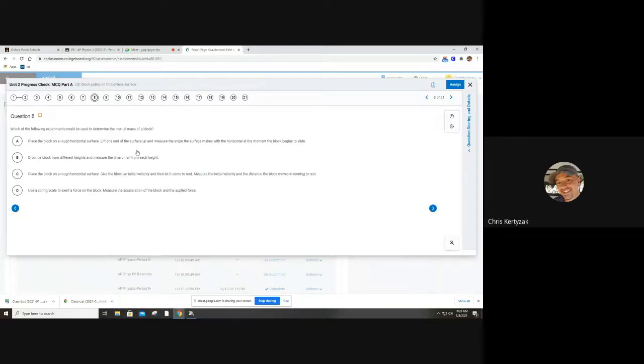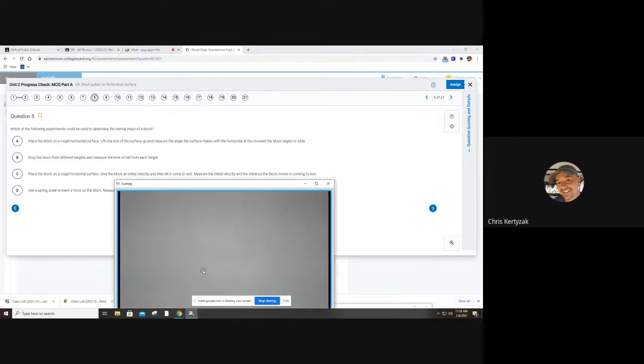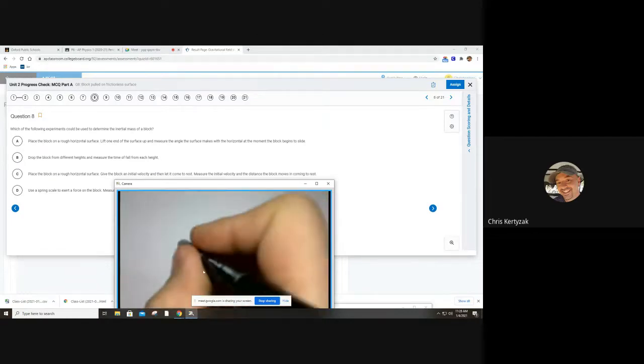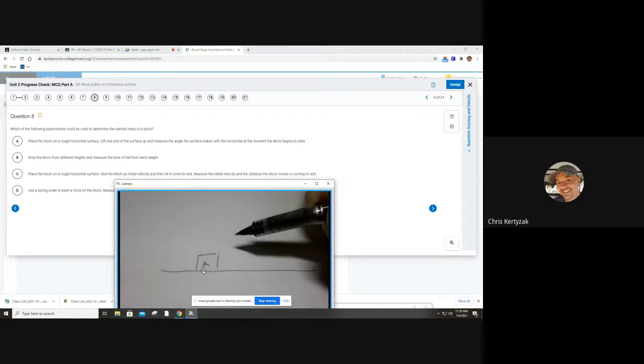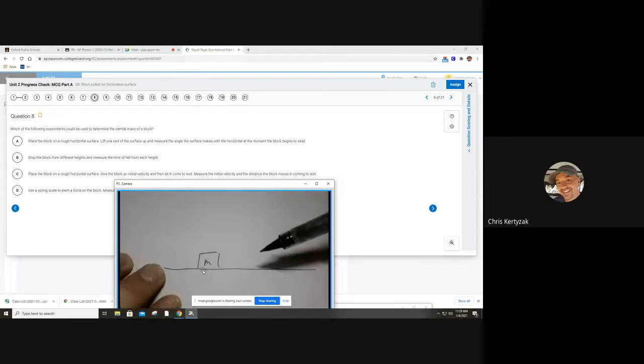Which of the following experiments could be used to determine the inertial mass of a block? Now, what do we mean by inertial mass? Inertial mass you can think of as the resistance to a net force.